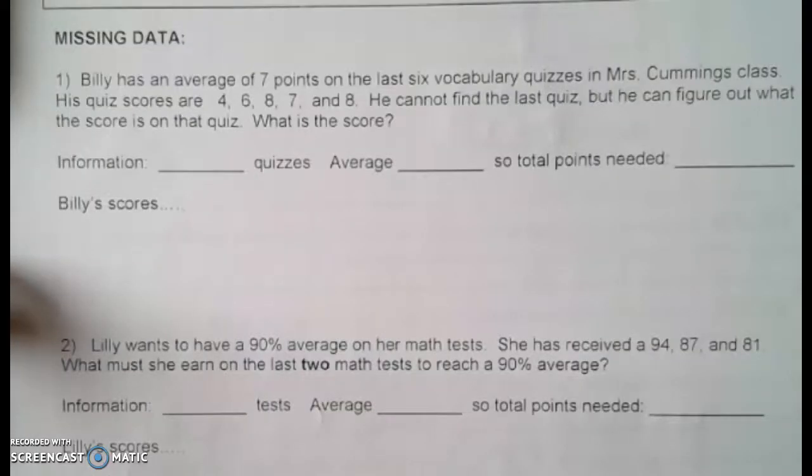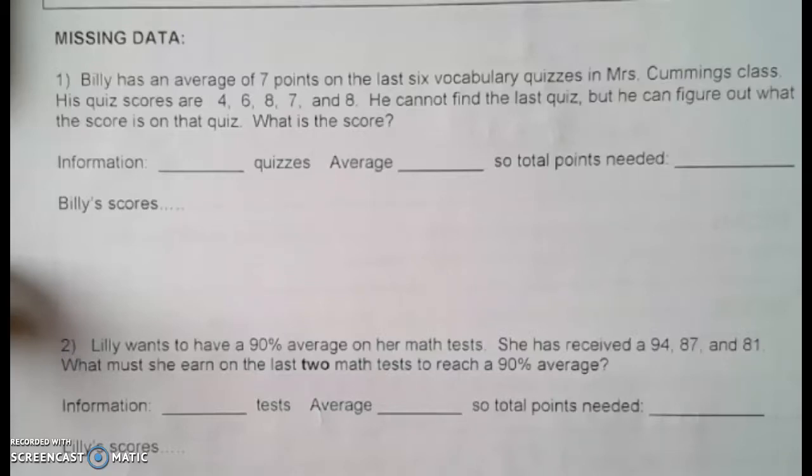In the next couple of problems, we're going to be looking at examples where there's a piece of data that's missing, but we do know the mean of the data, and using the mean, we're going to be able to figure out what the missing piece of data is. Billy has an average of 7 points on the last 6 vocabulary quizzes in Mrs. Cummings' class. His quiz scores are 4, 6, 8, 7, and 8. He cannot find the last quiz, but he can figure out what the score on that quiz is.